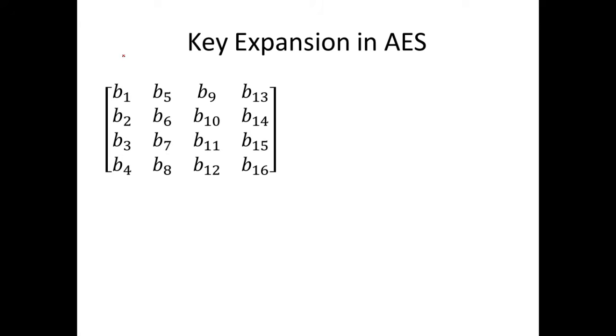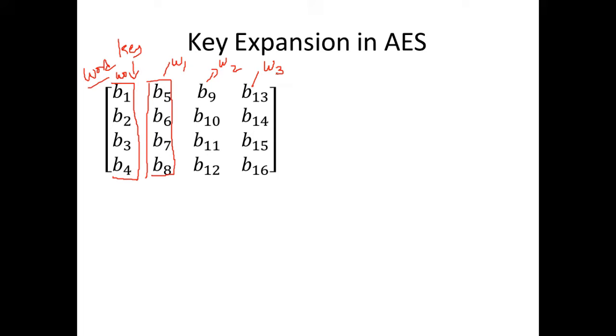So now we have taken a key and we have converted that to this format, and in this format you consider the first column. This column is called a word, and this column is another word. So this is another word, this column is another word, this column is another word. So we can say this is word 0, this is word 1, this is word 2, this is word 3.